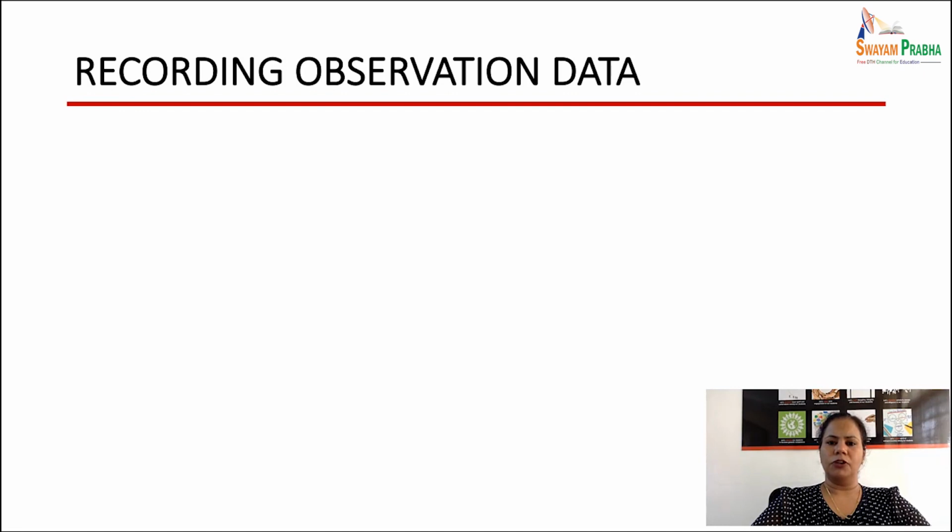Now, how to record the observation data? Observation data can be recorded in the form of checklists. Like I already told you, for recording the data we may have a checklist where the steps are written, and then you can observe whether it has been done, yes or no, or you can rate it from 1 to 10 or 1 to 5. That can be used to record the data, which is really easy to quantify afterwards.